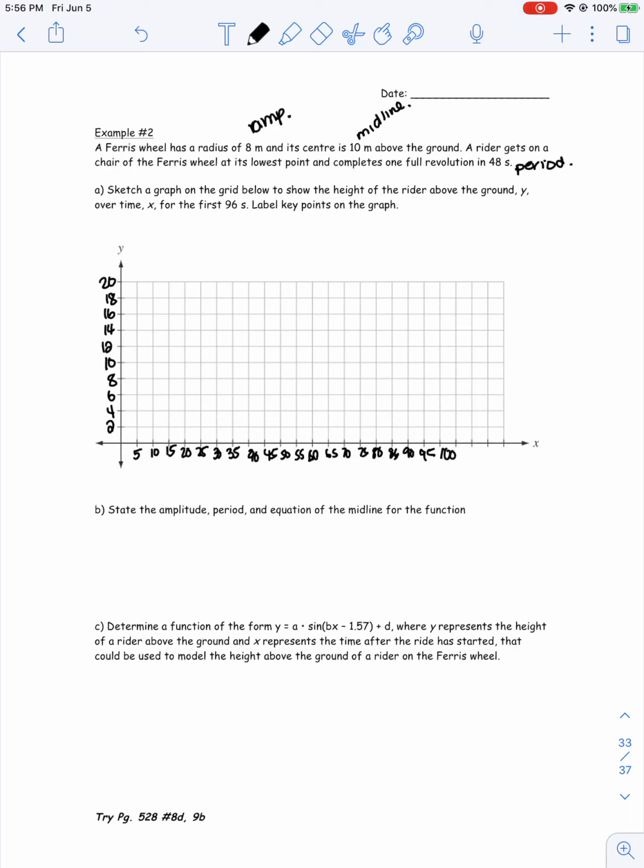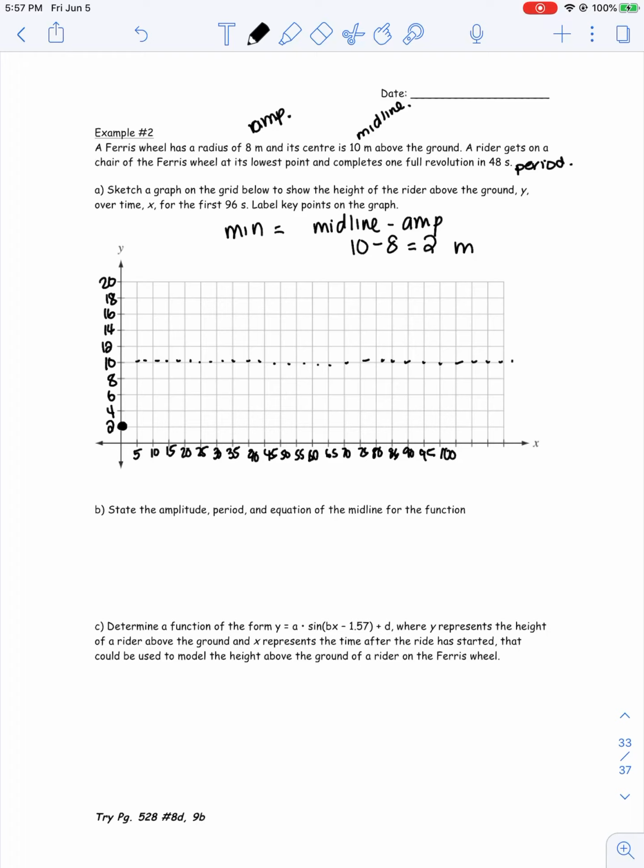Okay, so our midline we know is going to be at 10. So that's our halfway point. We know that we're starting at our lowest height. So here, if we want to find our minimum, it can be found by taking your midline and subtracting your amplitude. So if we take 10 and subtract 8, that's going to give us a minimum height of 2 meters off the ground. So we're going to start our Ferris wheel at 2 meters above the ground.